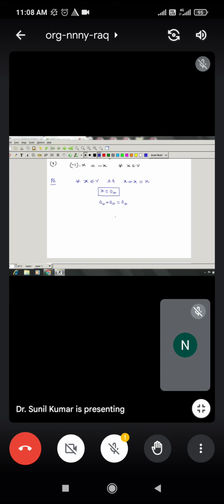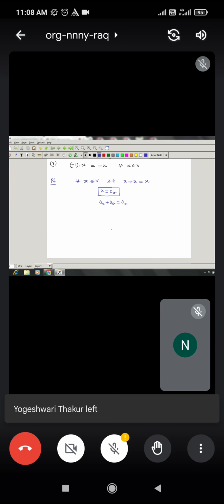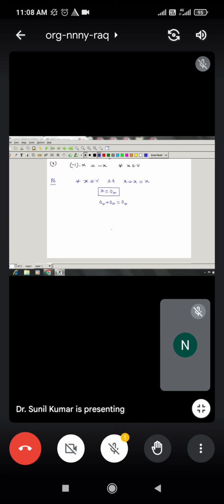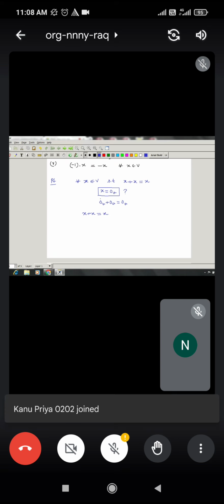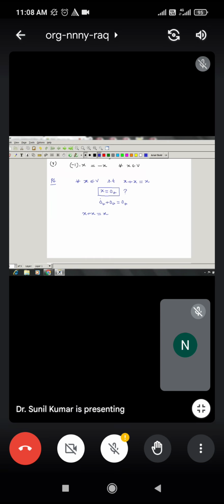How can we prove this? How do we get x is equal to 0 V? This is my question. What is the given condition? x plus x is equal to x. We have to show that 0 V is the only vector which satisfies this condition. But how can we prove this?